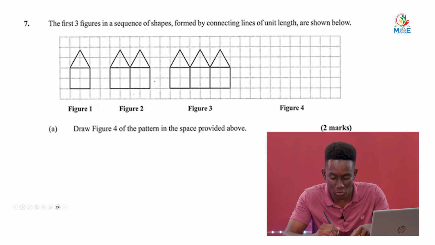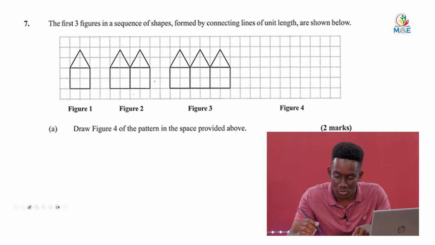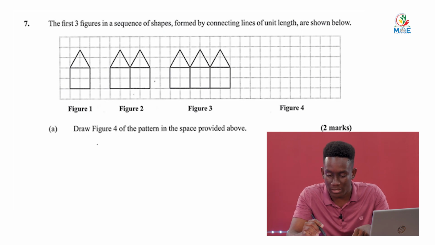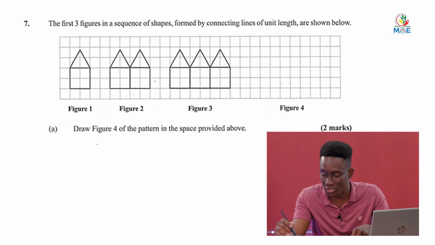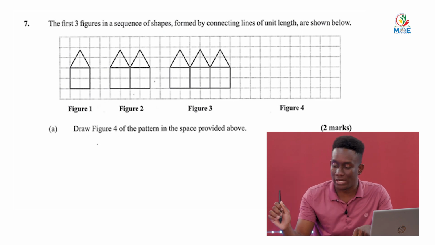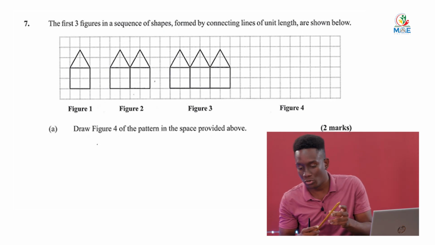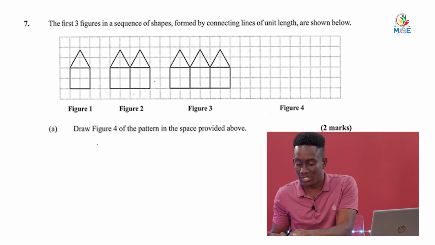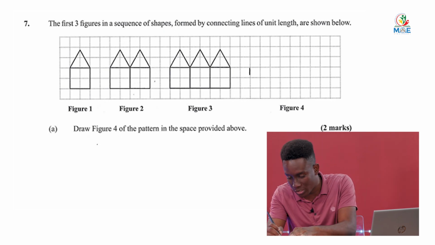So let's look at Figure 1. We have a square and then a triangle at the top. And then we have 2 squares and 2 triangles. Figure 3, we have 3 squares and 3 triangles. So of course, in Figure 4, we'll have one more square, which will be 4 squares. So we'll space out the 2. So we'll draw here.